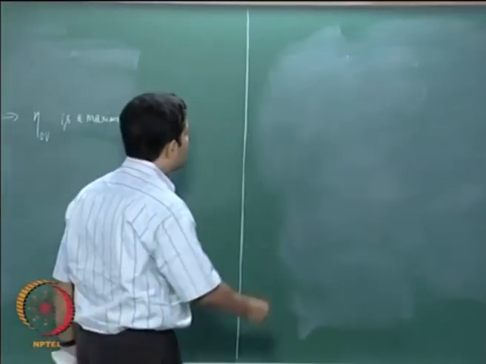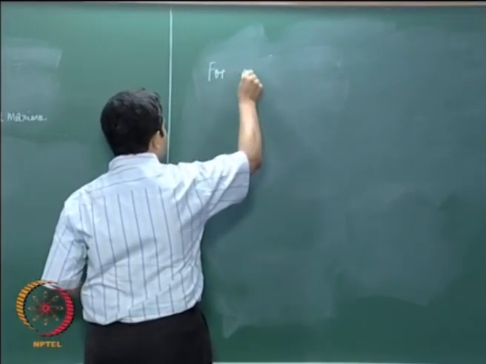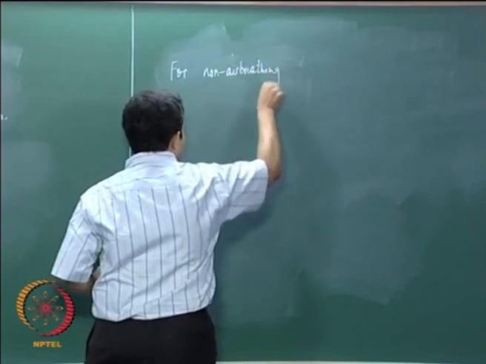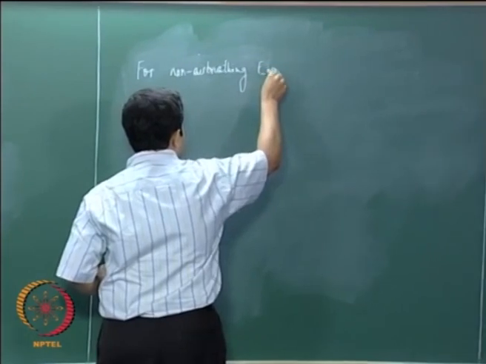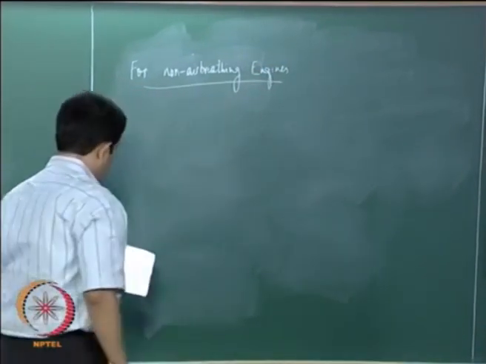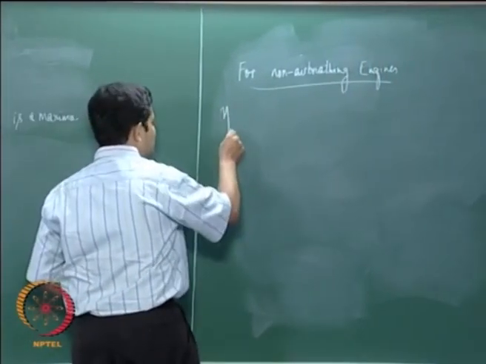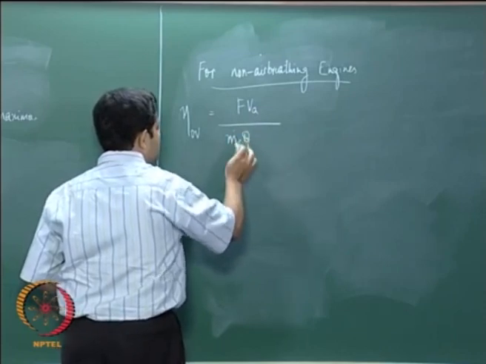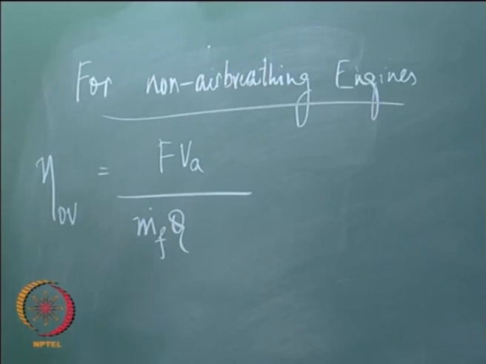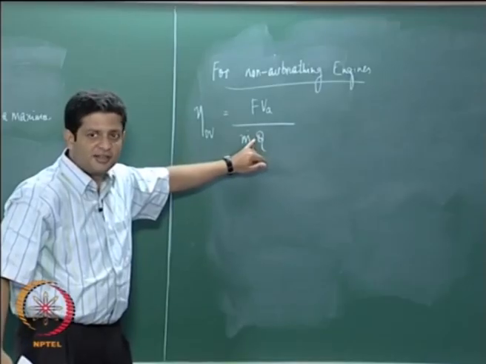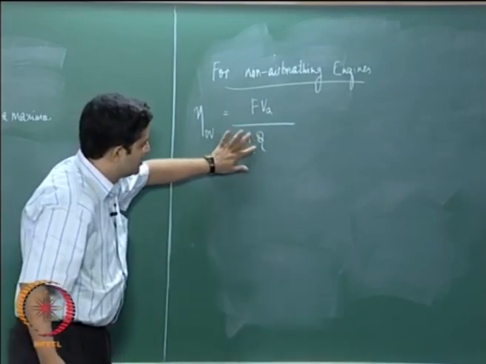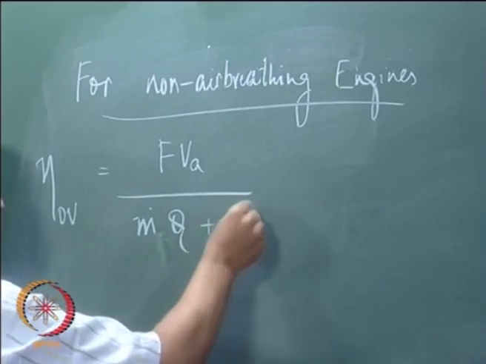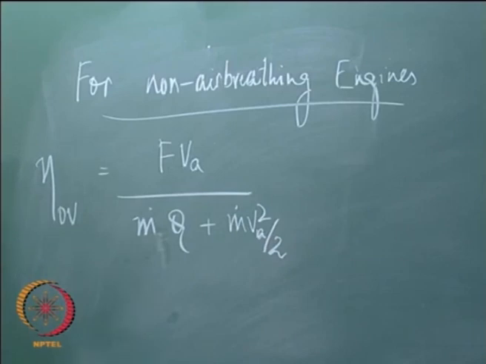Now let us do the same exercise for non-air breathing or rocket engines. Again overall efficiency is FVA divided by m dot f q plus m dot VA square by 2. Here there is no m dot a. For rockets, you need to carry both fuel and oxidizer.